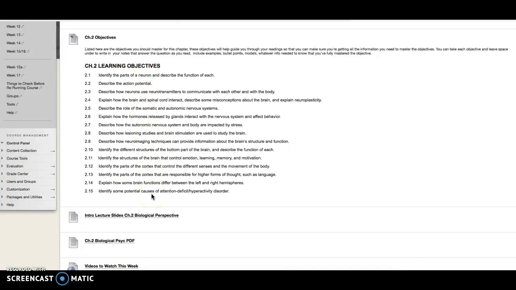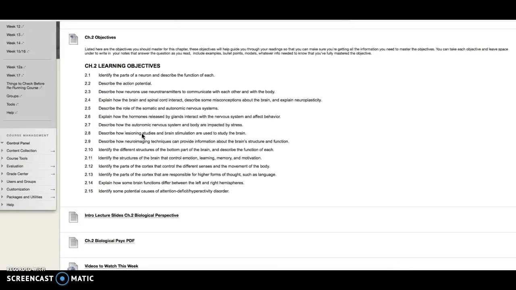So one good idea in studying for the test is to take the objectives for this chapter, as well as for chapter 1, and print this out or put this into a Word document where you can have space in between each objective and fill in your answers to it. You can do that on the computer or handwritten, but then use that as a guide for studying for the test that's coming up at the end of this week.